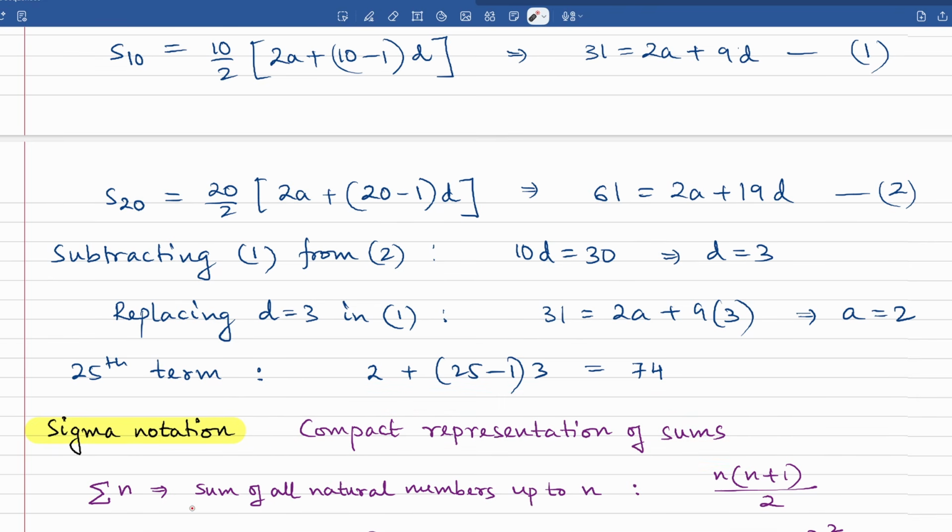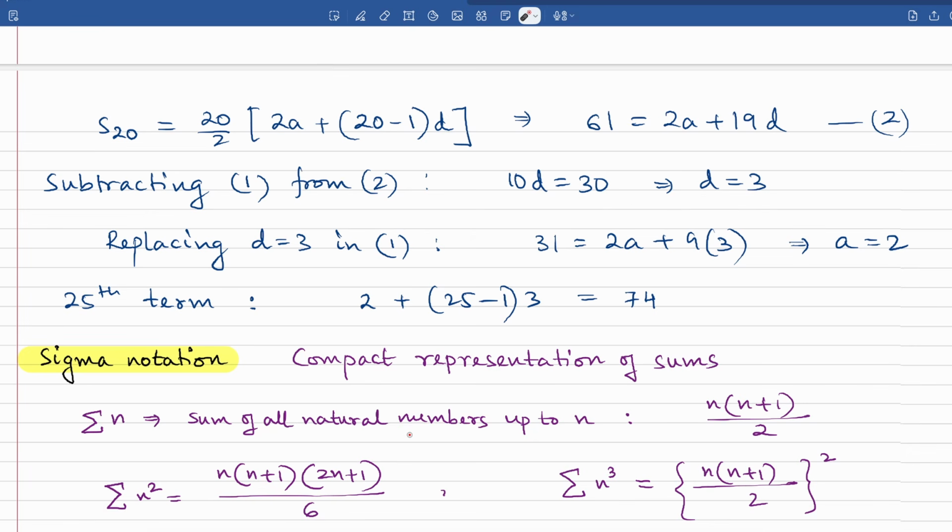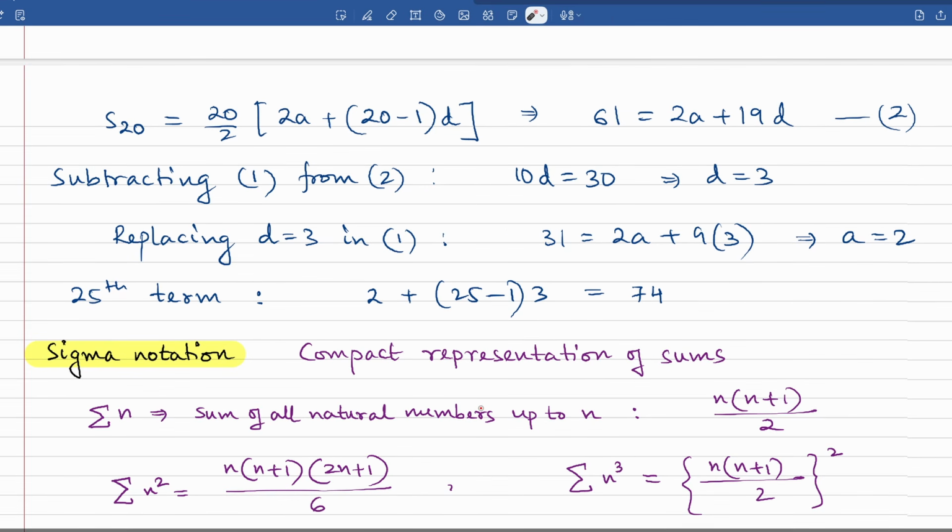So sigma n denotes the sum of all natural numbers up to n, that is given as n into n plus 1 by 2. Sigma n squared is n into n plus 1 into 2n plus 1 by 6. This denotes the sum of all squares of natural numbers up to n. The sum of all cubes of natural numbers up to n is given as n into n plus 1 by 2 whole square. Use these three to simplify the problems with sigma notation.